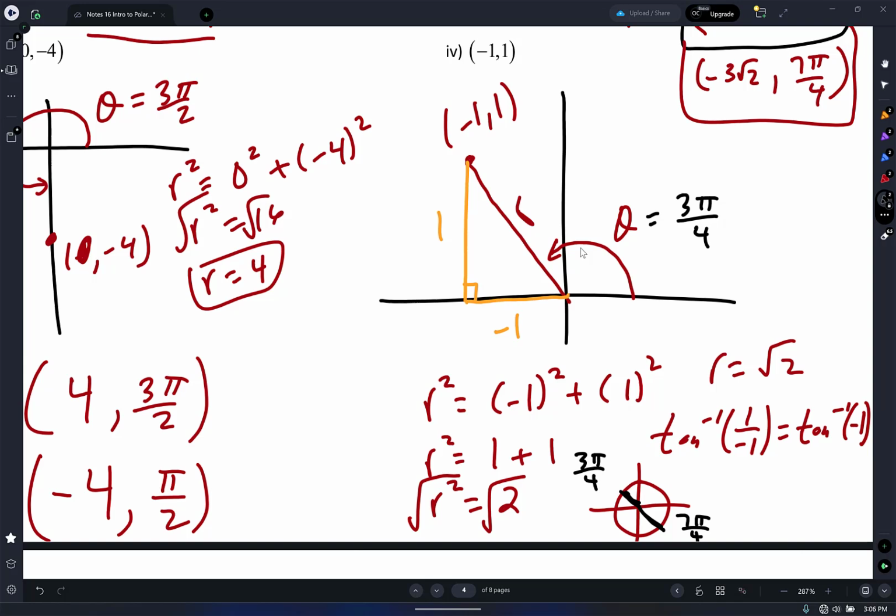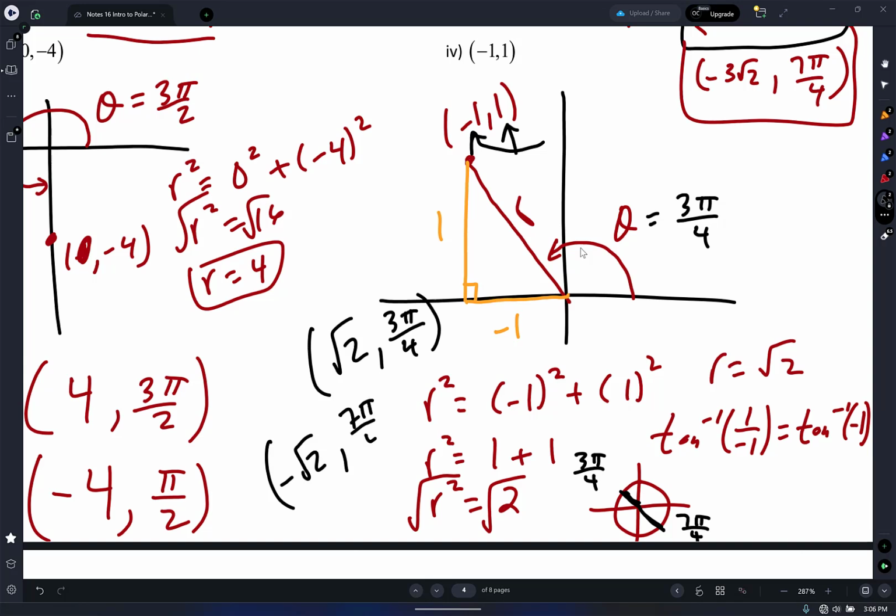Are you shocked? You are not shocked. The x and y have the same magnitude, so you are expecting it to be one of the pi over 4s. Pi over 4, 3 pi over 4, 5 pi over 4, 7 pi over 4. One of those, if the x and y coordinates have the same magnitudes. So here we go. Here's my coordinates in polar form. Square root of 2, comma, 3 pi over 4. That's one of them. Give me another one. Negative square root of 2, comma, 7 pi over 4. Are we getting it?